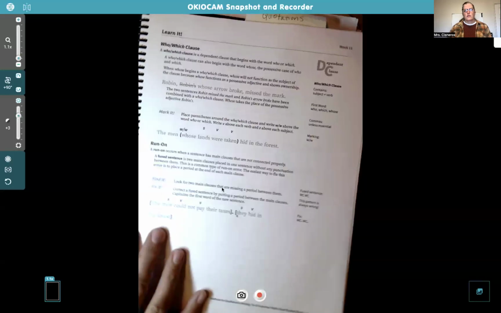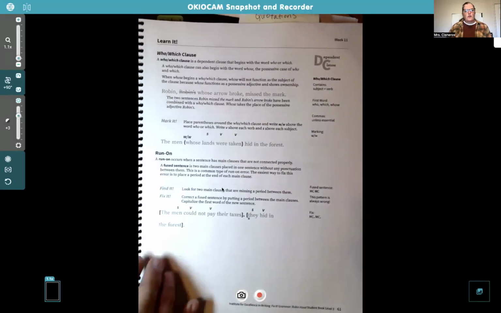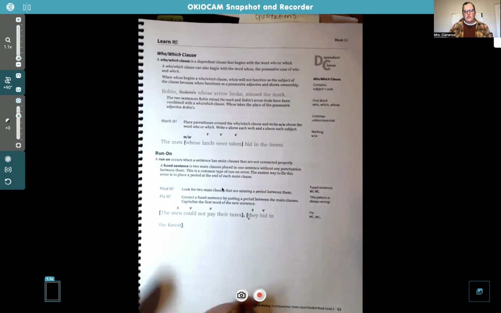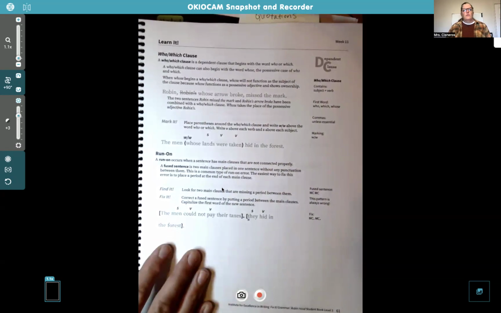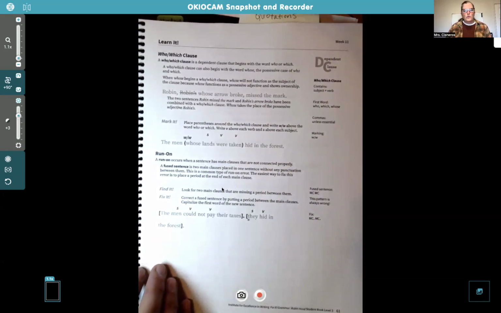We're going to start in the grammar book on page 61. So go to page 61 in grammar. We're talking about the who, which clause, and this is page 61. You guys already know about who, which clauses. You use them in your writing. We've looked for them already in this book. But today we're going to talk about the word whose in a who, which clause.